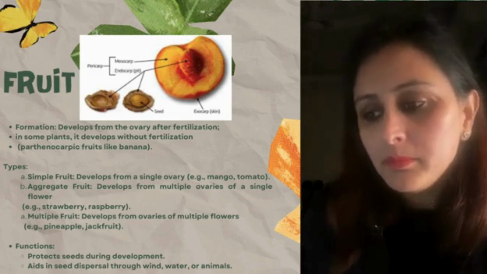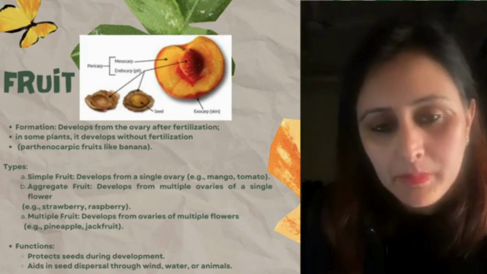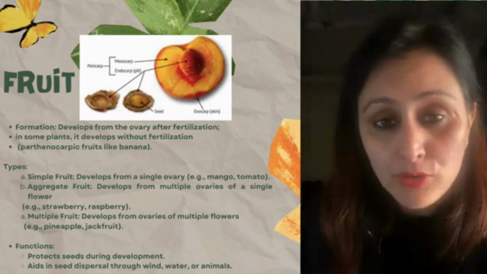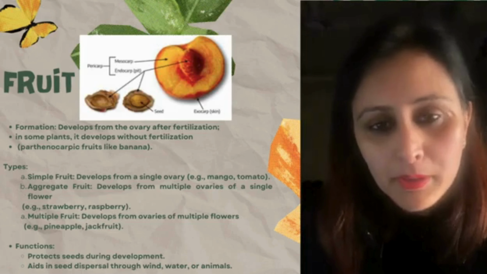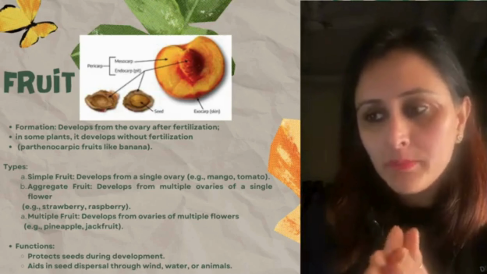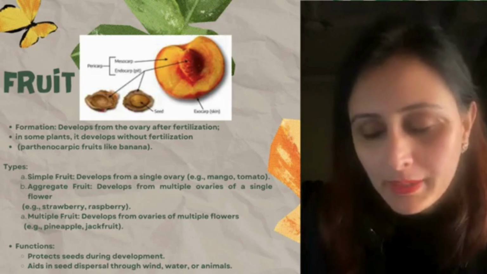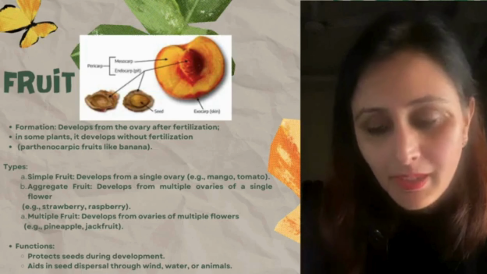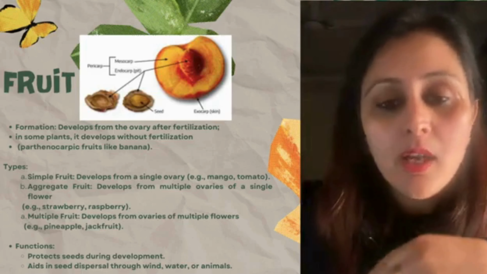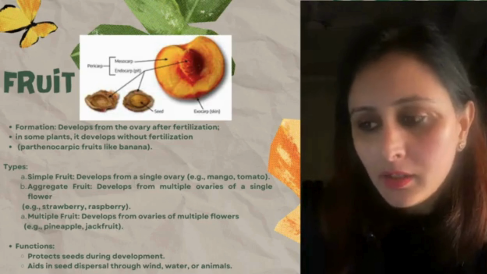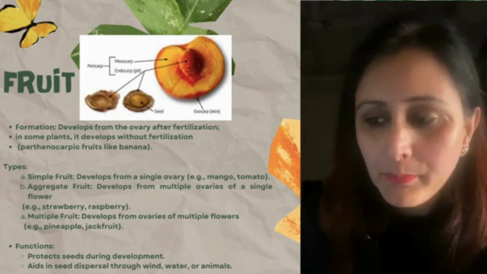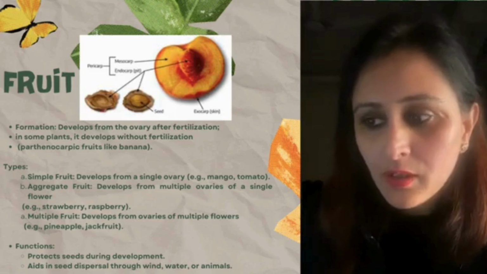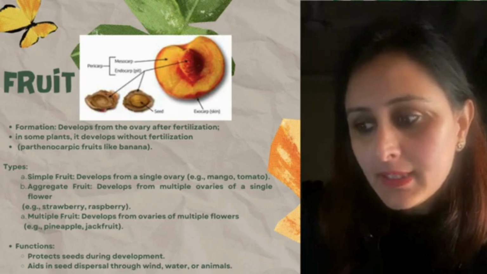Now there are different types of fruits, right? Simple fruit develops from a single ovary. A fruit formed from just one ovary, like in tomatoes and mangoes, right? Multiple ovaries of a single flower form the aggregate fruit. But when we come to multiple fruit, that means the ovaries of multiple flowers, different flowers, form together, resulting in the formation of a fruit, and it is seen in the case of pineapple or jackfruit, right? Now its function is protection of the seed during development and aid in seed dispersal through wind, water or animals.